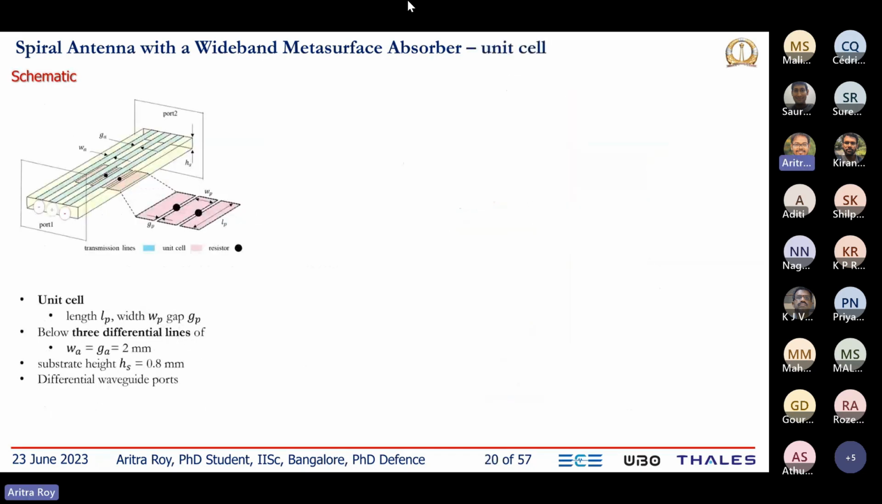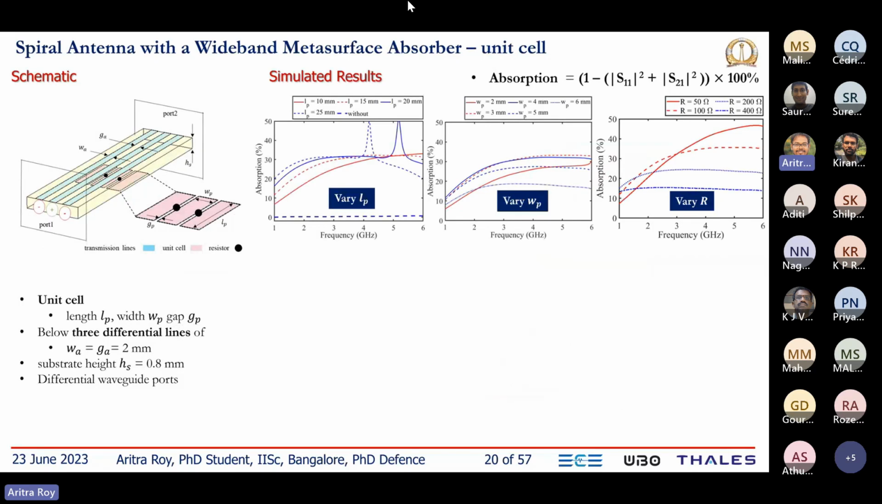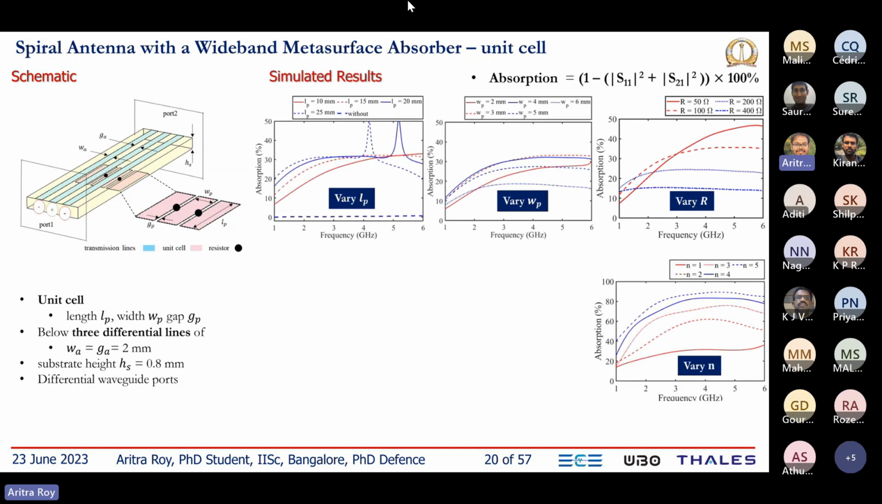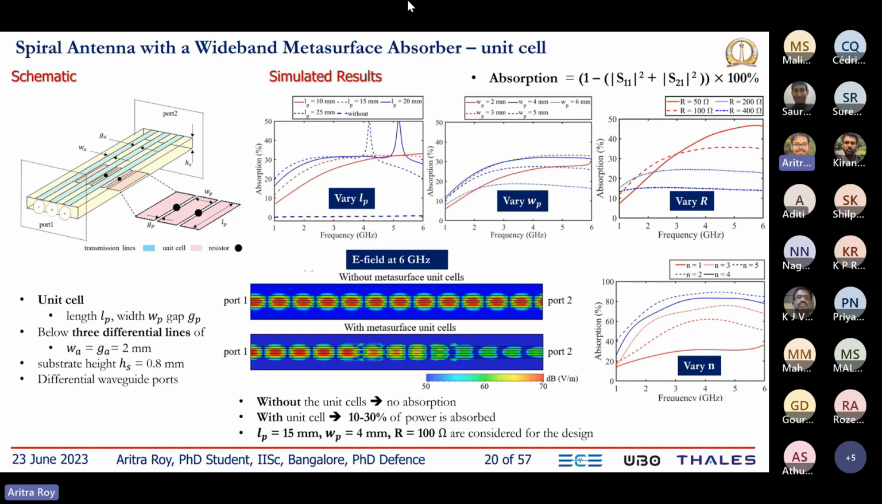We have also characterized the unit cell by placing it below a 3-wire differential line. So this 3-wire differential line replicates the performance of a spiral antenna. What we have observed is if we vary the length, width, and the resistor of the unit cell, we can achieve approximately 20 to 30% of absorption using a single unit cell. And obviously, if we place multiple unit cells, this absorptivity can be significantly improved. Here is the electric field plot at 6 gigahertz with unit cell and without unit cell. Clearly, we can see the absorption of the unit cell throughout the line.